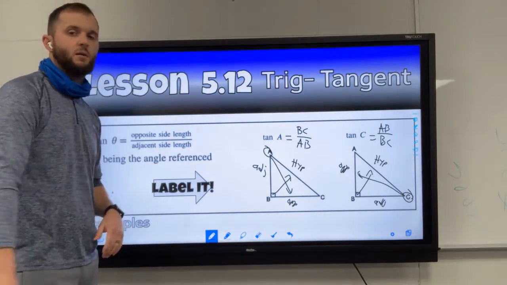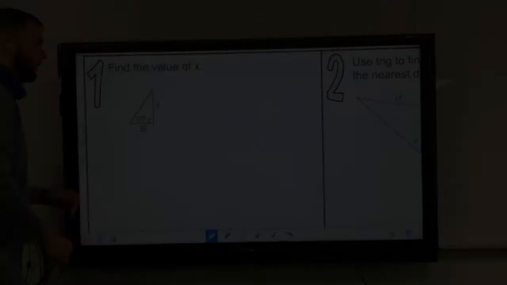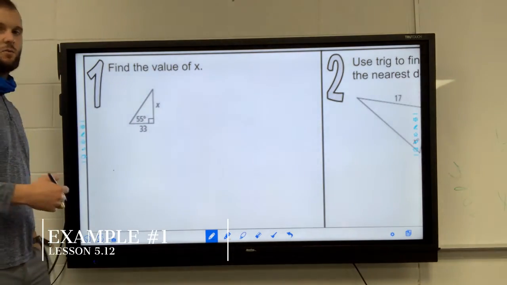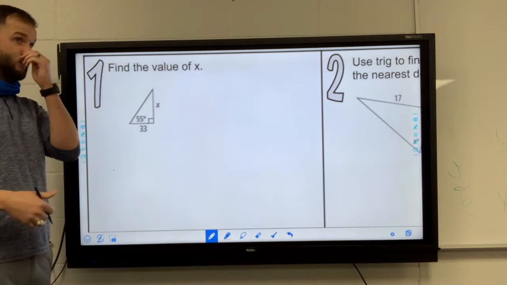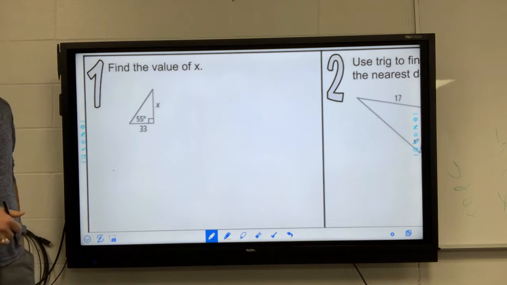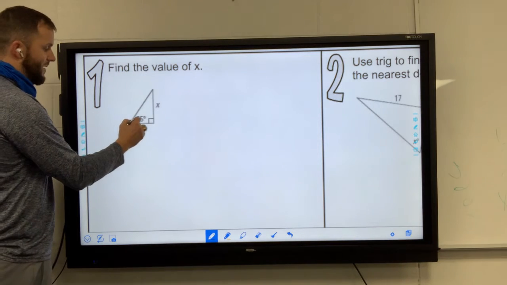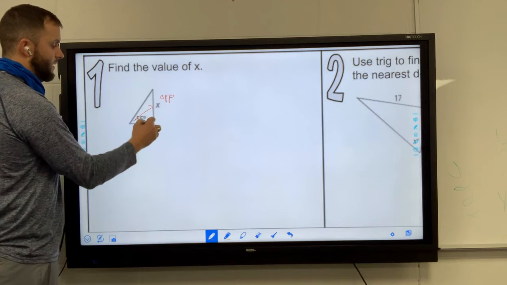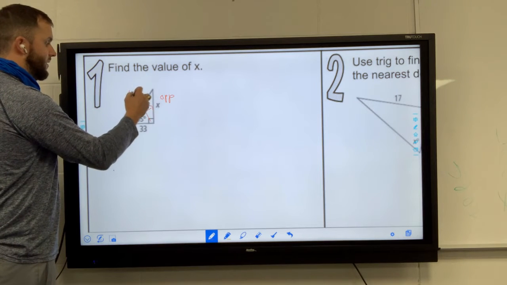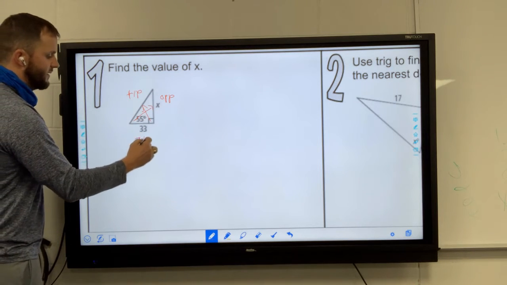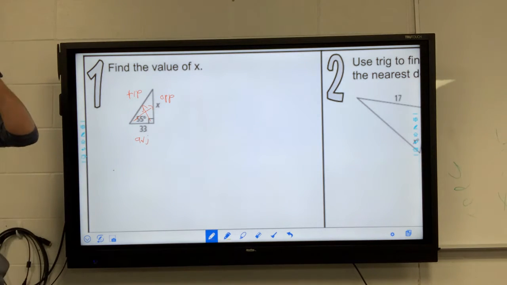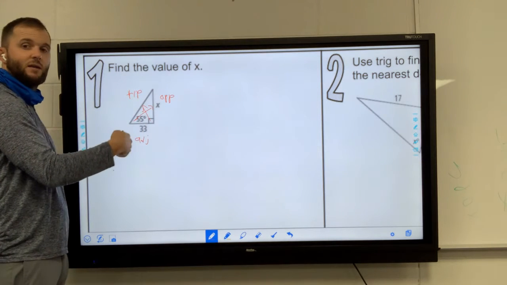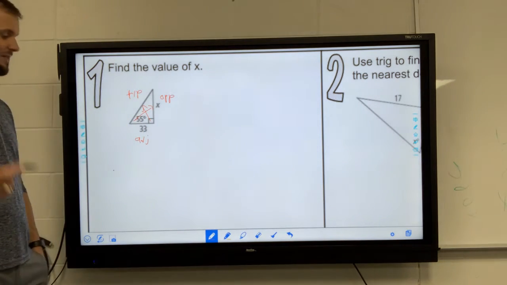Now let's take this into account and put it into our examples. On example number 1, it wants me to find the value of x. I know I have a right triangle, and I've been given one angle of that right triangle, so I'm going to reference everything from that angle. I have angle 55. Opposite of 55 is your opposite side. Opposite the 90 is always your hypotenuse. And the third side down here is your adjacent side. I need my opposite side, and I have my adjacent side. Opposite and adjacent means using the tangent ratio.